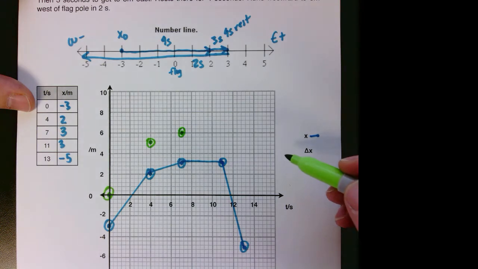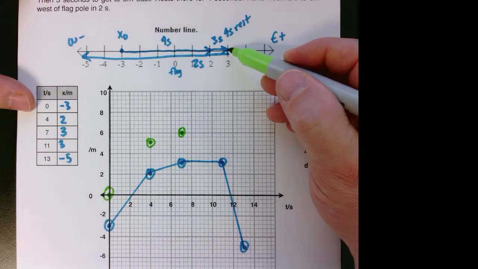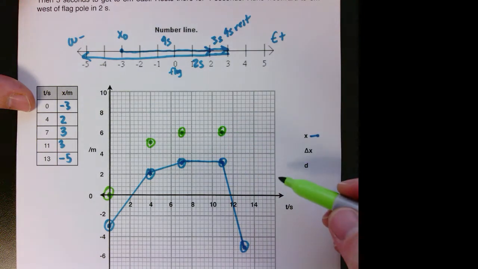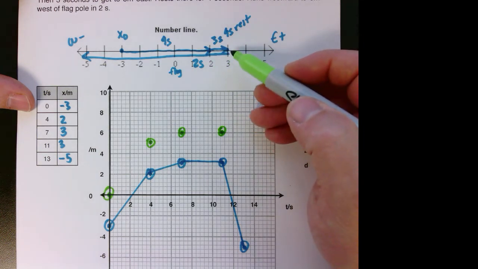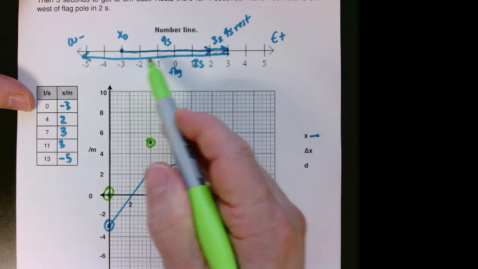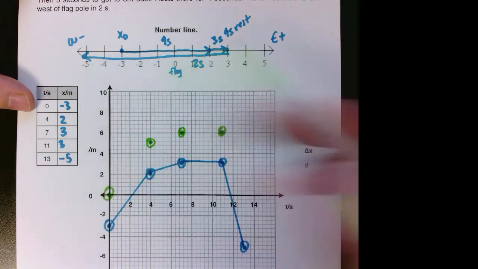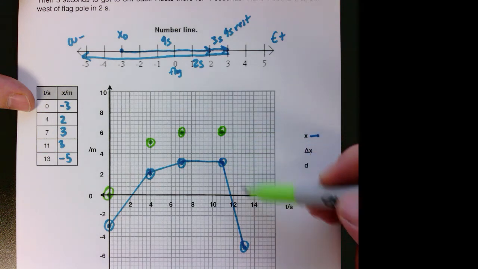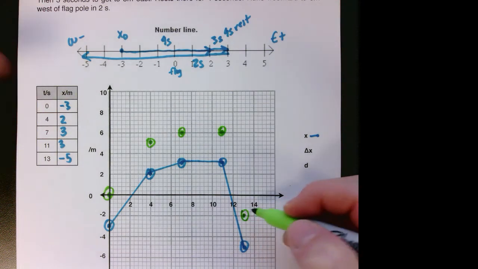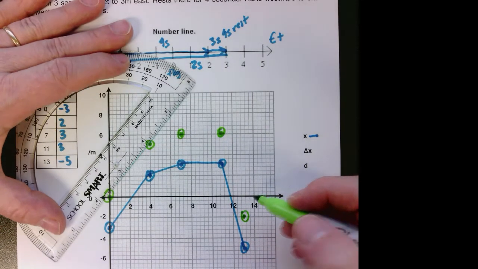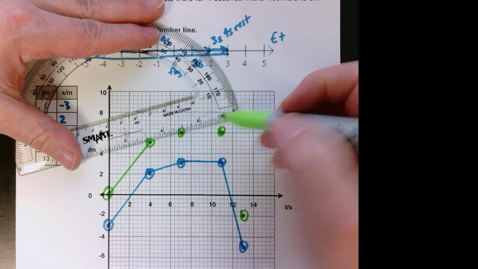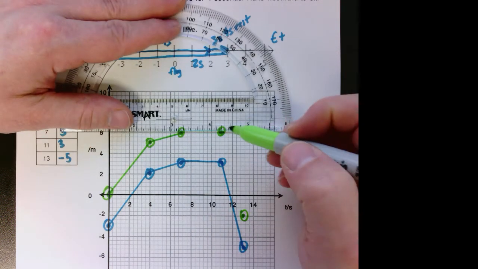What does it do over the next 4 seconds? The displacement doesn't change, it stays the same. And what happens over the next 2 seconds? The position changes by 1, 2, 3, 4, 5, 6, 7, 8 to the negative. We're at a positive 6, so we end at a minus 2 at 13 seconds. Now again, making the same assumptions, if the speed was constant during each of these intervals, we can connect the curves.